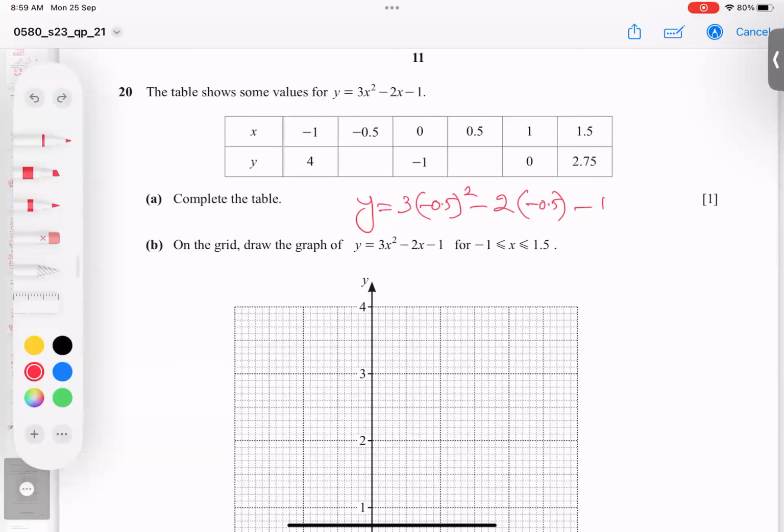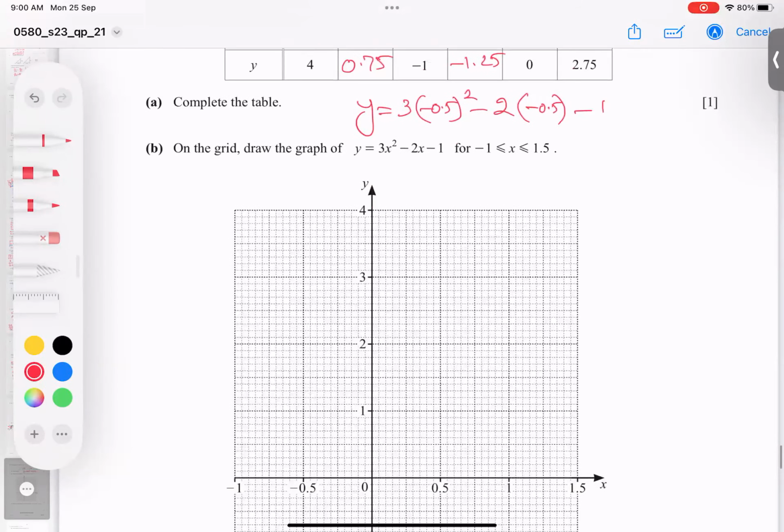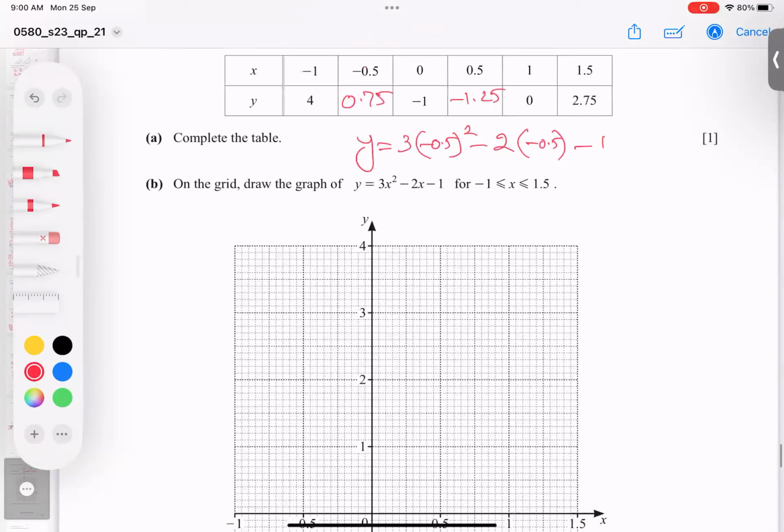So the answers I'm getting here, first answer, after typing it, is 0.75. Okay, and for the other one, I type and plug in 0.5, not negative, only 0.5. Then I get negative 1.25. Now, students, let's start and draw, so 1 mark we get from here, and now we can see how to sketch it.